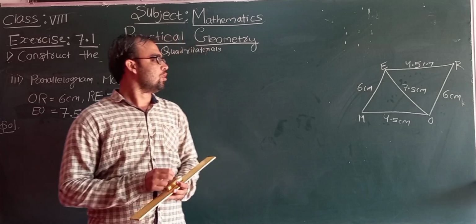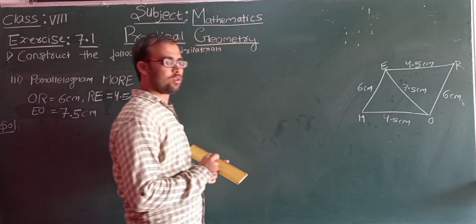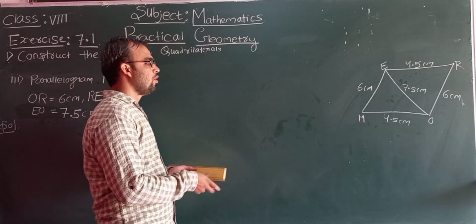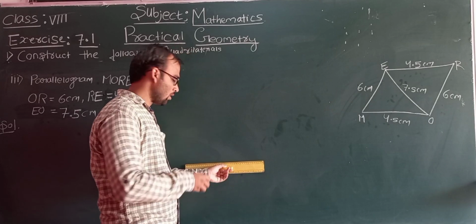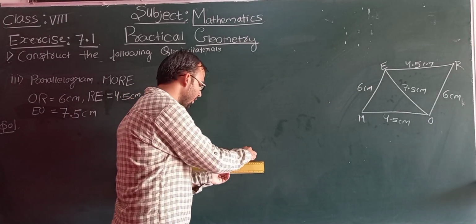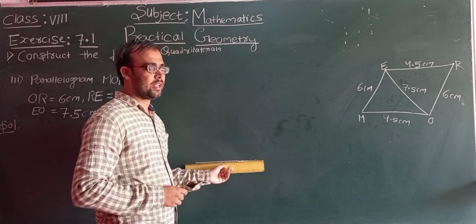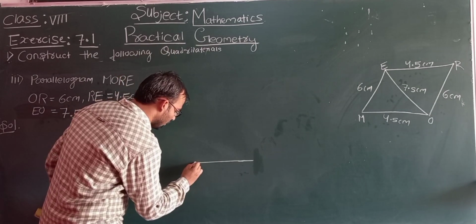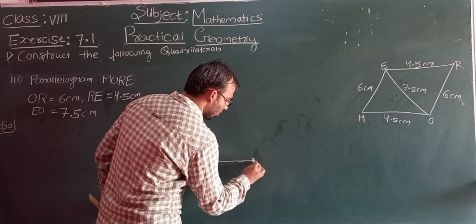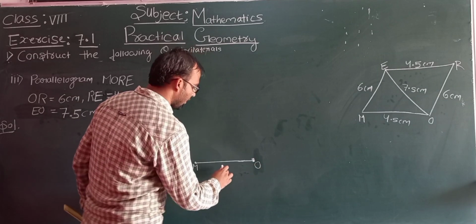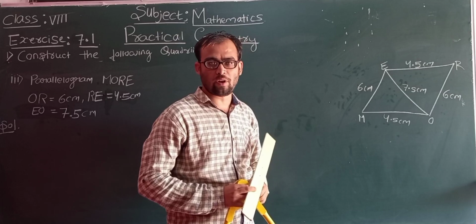First, what do we have to do? Look here, the base MO. We have to draw the line segment MO of 4.5 centimeter. So take a scale like this and draw the line segment MO of 4.5 centimeter. Here I will be taking the approximate value. This is M. This is O. And how much is this? 4.5 centimeter.